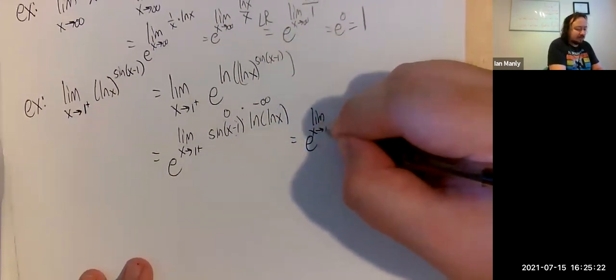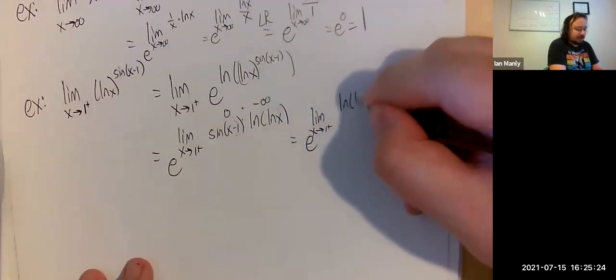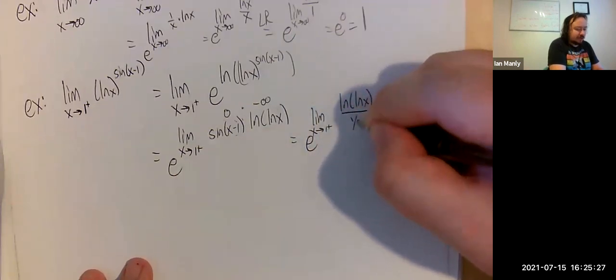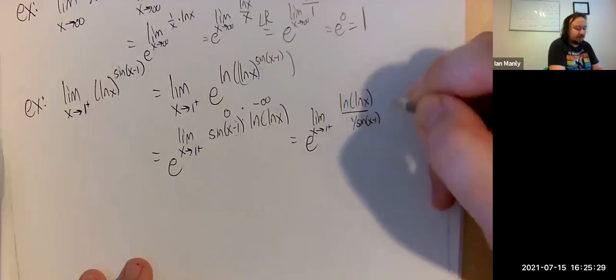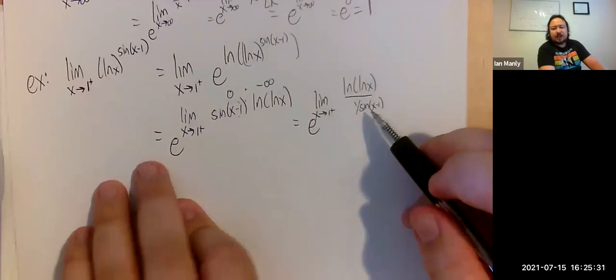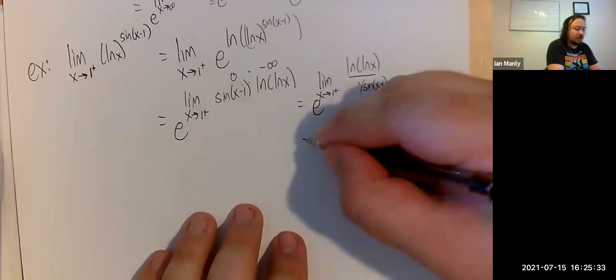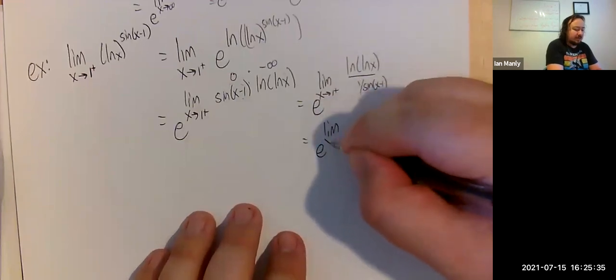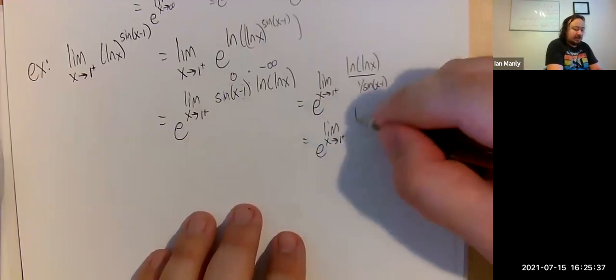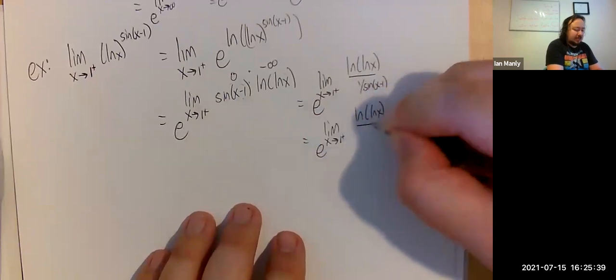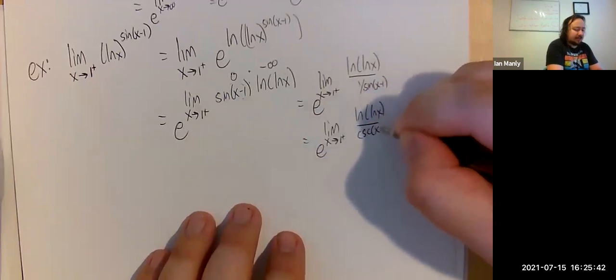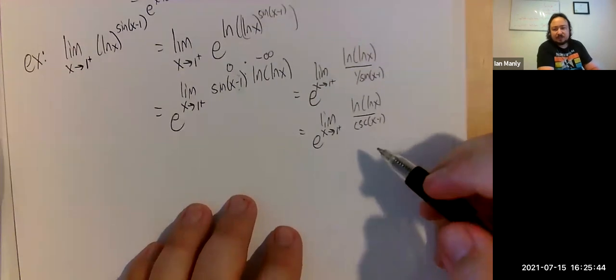The limit as x goes to 1 from the right of natural log of x, and then 1 over sine of x minus 1. Now, there's a more compact way of writing 1 over sine of x minus 1. This is actually going to be cosecant of x minus 1.